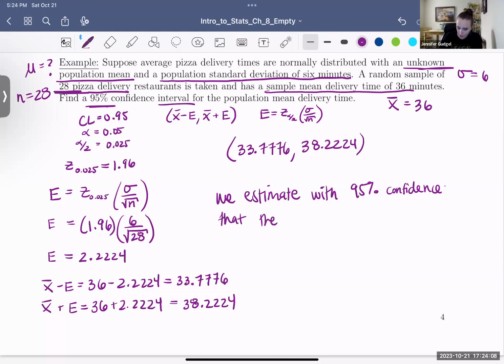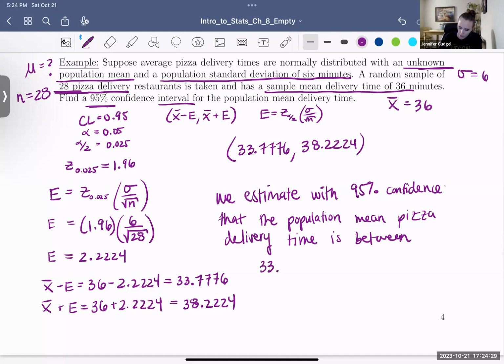We estimate with 95% confidence that the population mean delivery time, pizza delivery time even, so you need to include context there, is between, and here's where we can round, 33.78 minutes and 38.22 minutes. Make sure you include your units on those 2 times there.